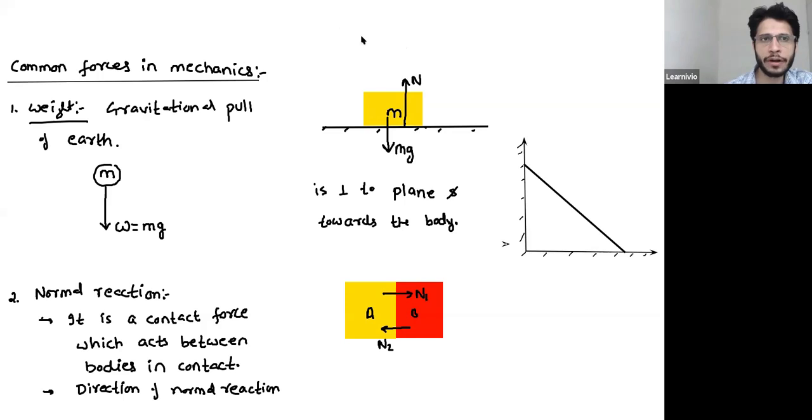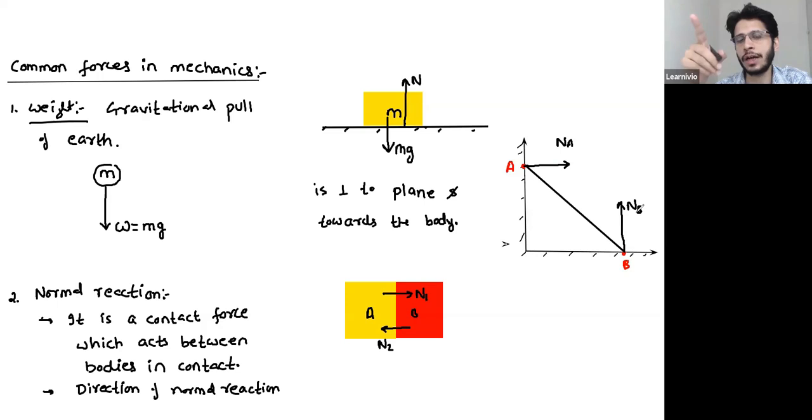So here you have two contacts. One here, another here. If you have two contacts, that will mean two normal reactions. The directions of both the normal reactions are perpendicular to the surface and towards the body. Normal reaction on A is in this direction, and normal reaction on B is in this direction. So both are perpendicular to the surface and towards the body. The number of normal reactions is exactly equal to the number of contacts.